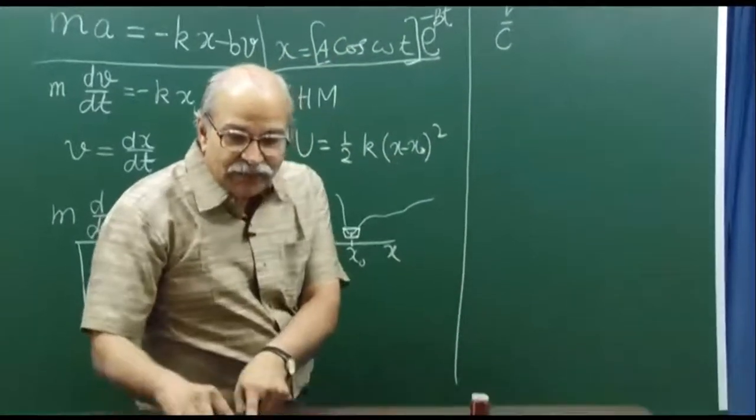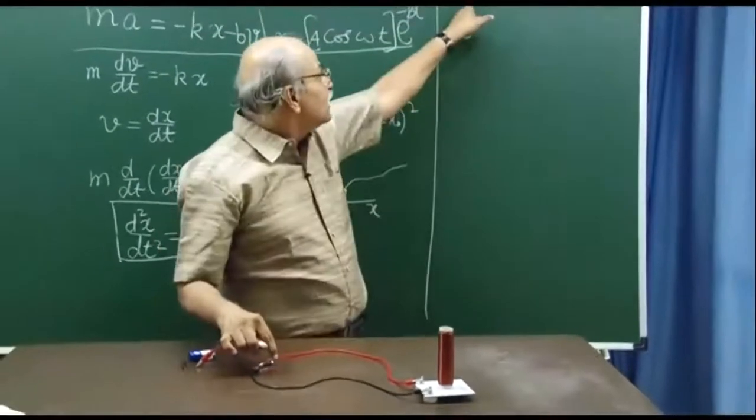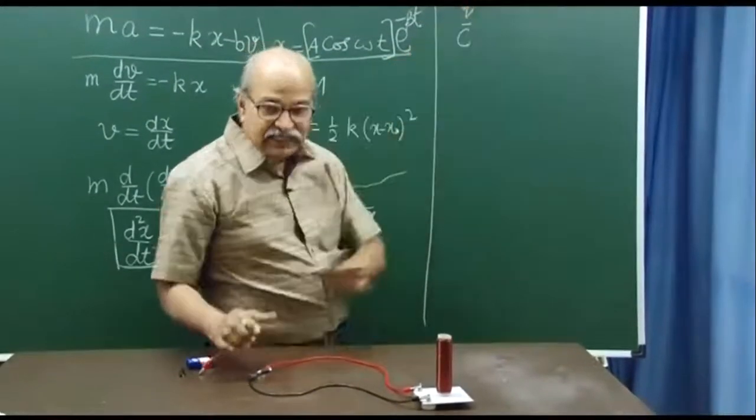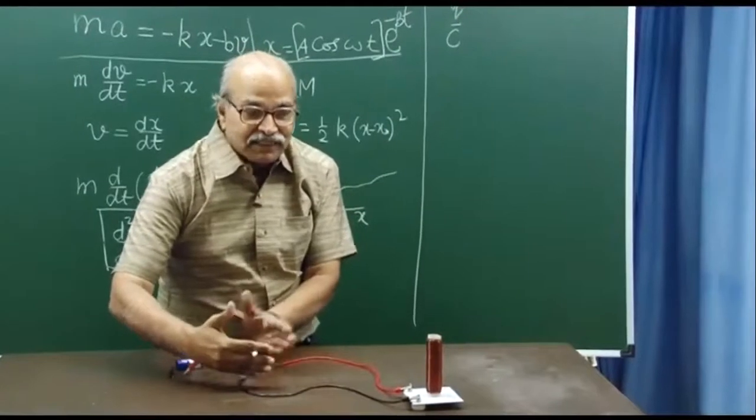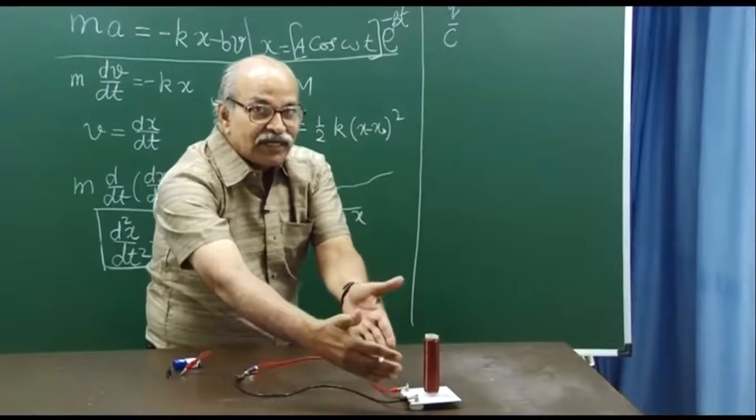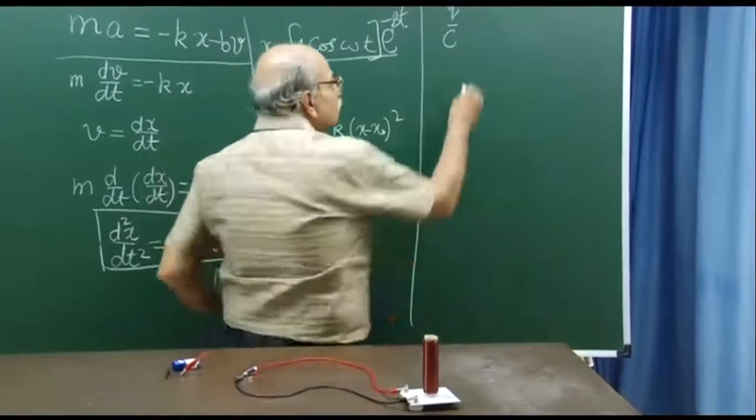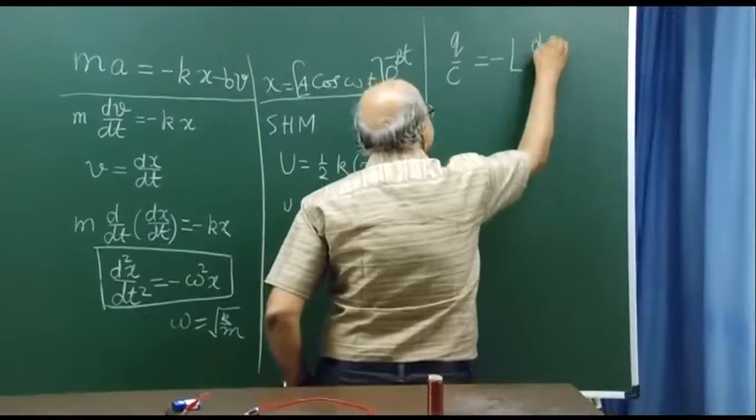Q by C, what is that Q by C? Q is the charge on this capacitor, Q as a function of time, and C is the capacitance. So this is the voltage here at the ends of the capacitor. And what is the corresponding part on this solenoid which is connected? This will be minus some constant times di dt.